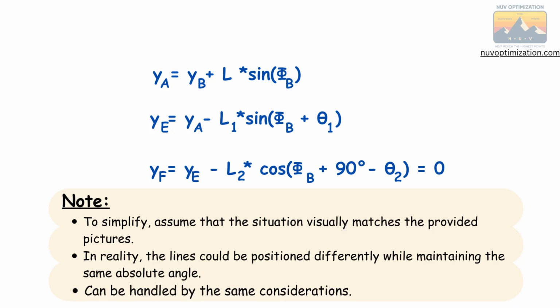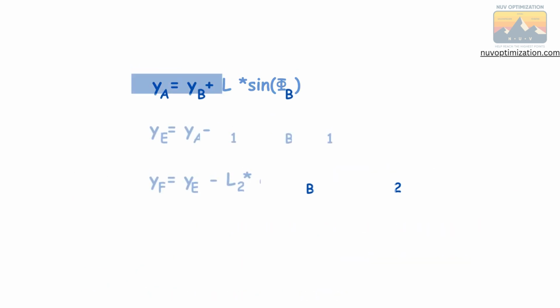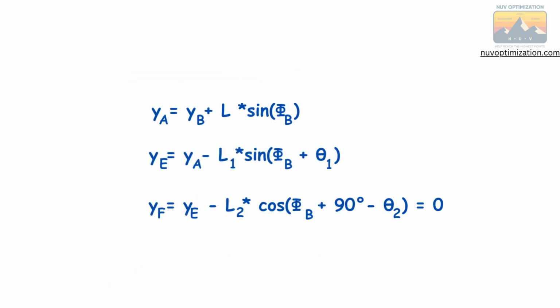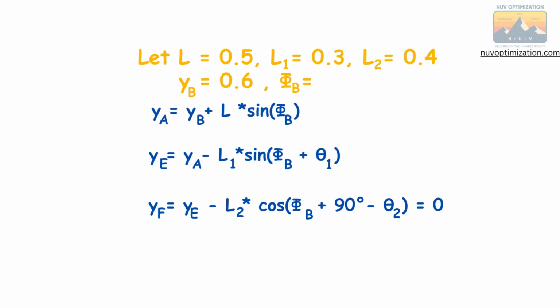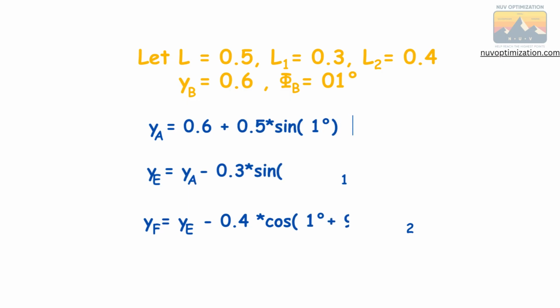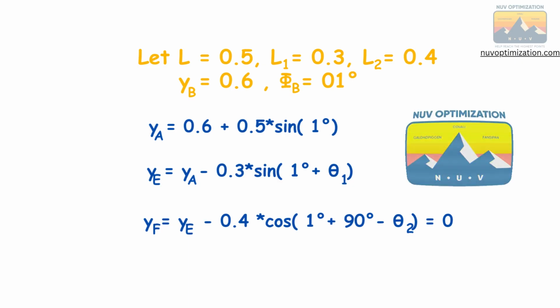with similar considerations. To demonstrate this more explicitly, we could choose specific values for L, L1, L2, y sub B, and phi sub B. This would allow us to set up and solve the system of equations. And if you need a tool to help you solve the system of equations, NUV Optimization app can help you with this. The above problem, which is simple, does not yet involve derivatives.